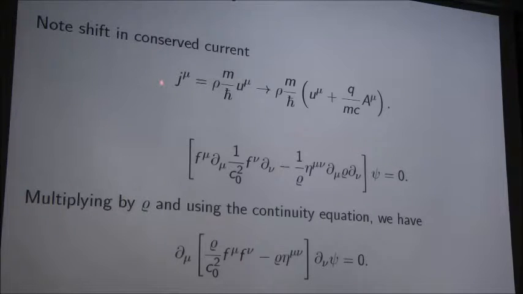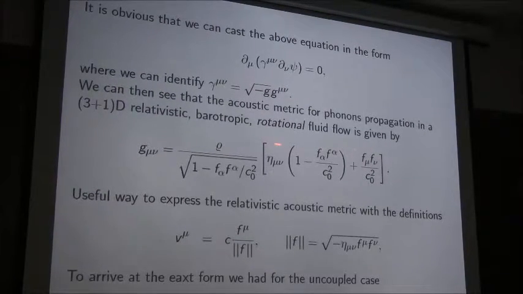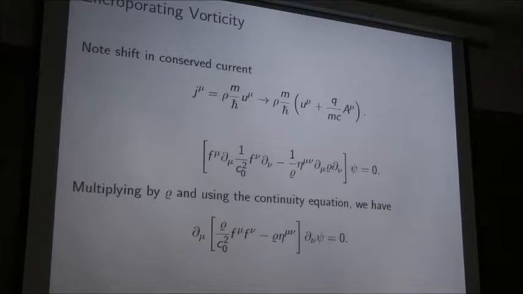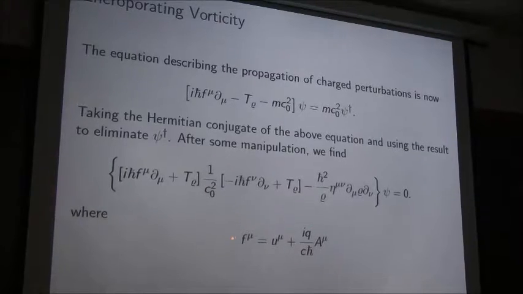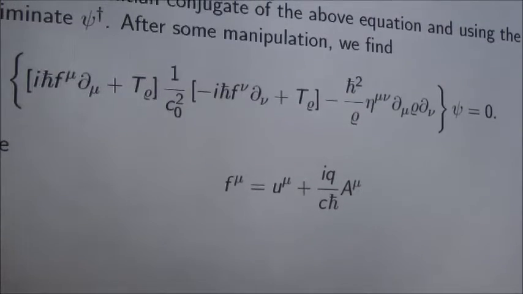And the key point is you've also got this shift in your conserved current, so that you can rewrite everything just in terms of this F vector instead of this four velocity. And we get right back to the same result, where now we've written it in terms of F, then in terms of U. So this is incredibly basic. So what is F mu now? This F mu, how is it defined? F mu is defined like this. So, for velocity, charge, and vector potential.